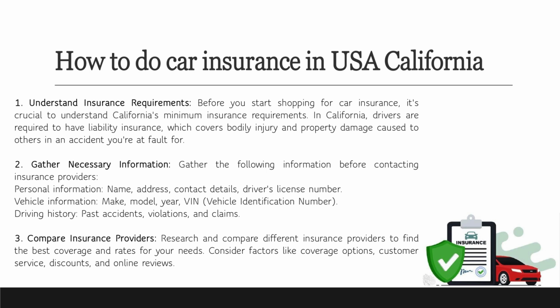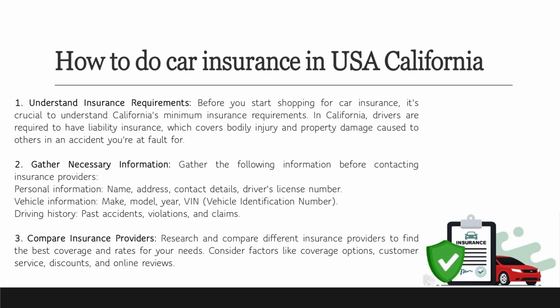5. Choose coverage. Based on the quotes you receive, choose a coverage plan that meets your needs. In addition to liability coverage, you might want to consider additional coverage options like collision coverage. It pays for repairs to your own vehicle after a collision, regardless of fault. Comprehensive coverage covers non-collision damages, such as theft, vandalism, and natural disasters. Uninsured, underinsured motorist coverage protects you if you're in an accident with a driver who doesn't have sufficient insurance.